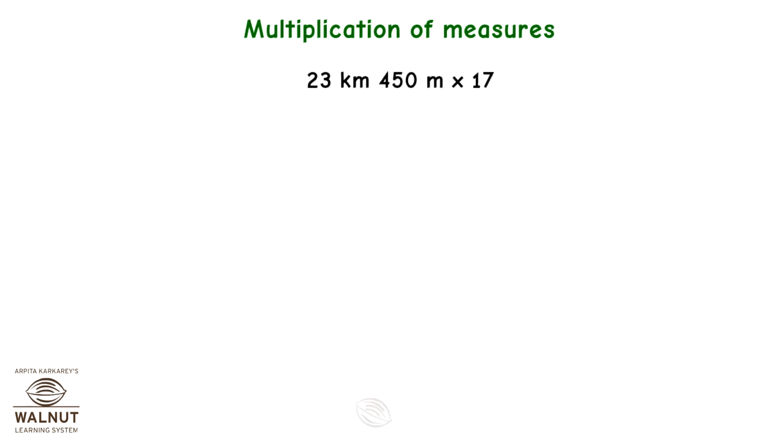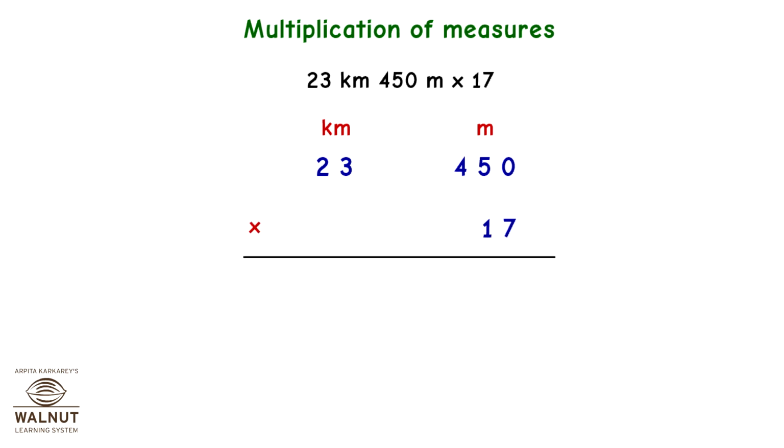23 kilometers 450 meters into 17. We write the units. Below that we write the measures. Then we get ready to multiply. Now look at the unit under meters. We can see that we have to adjust it.